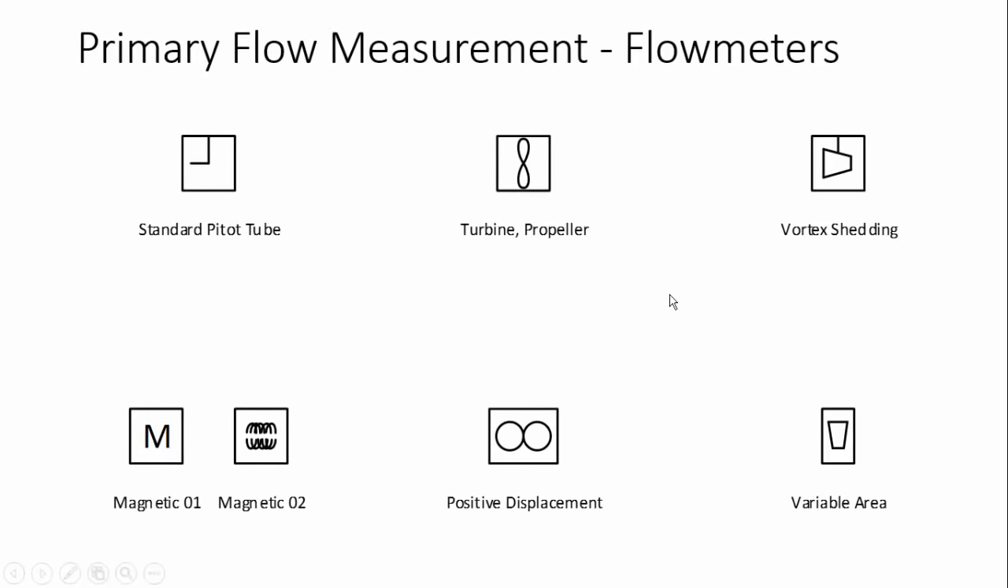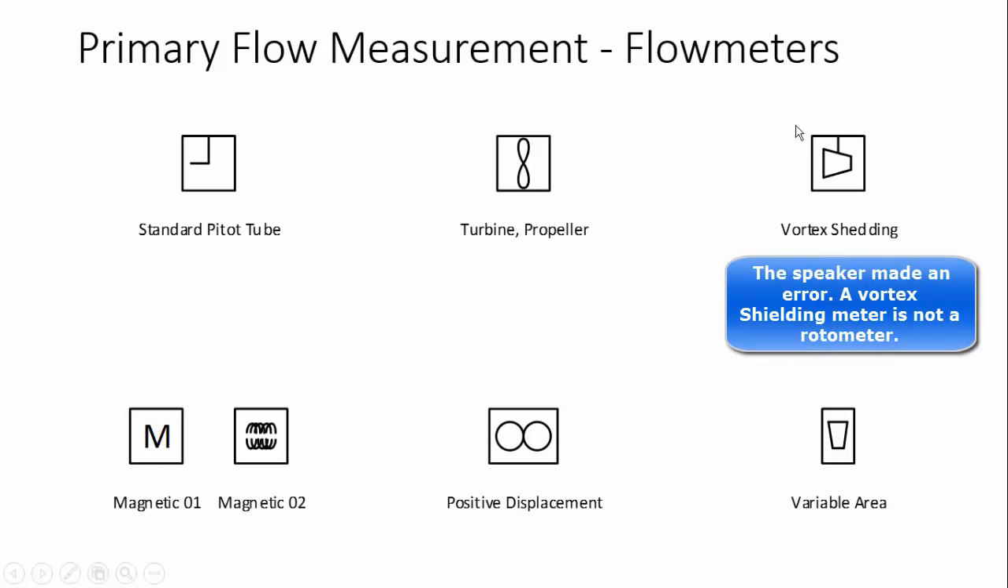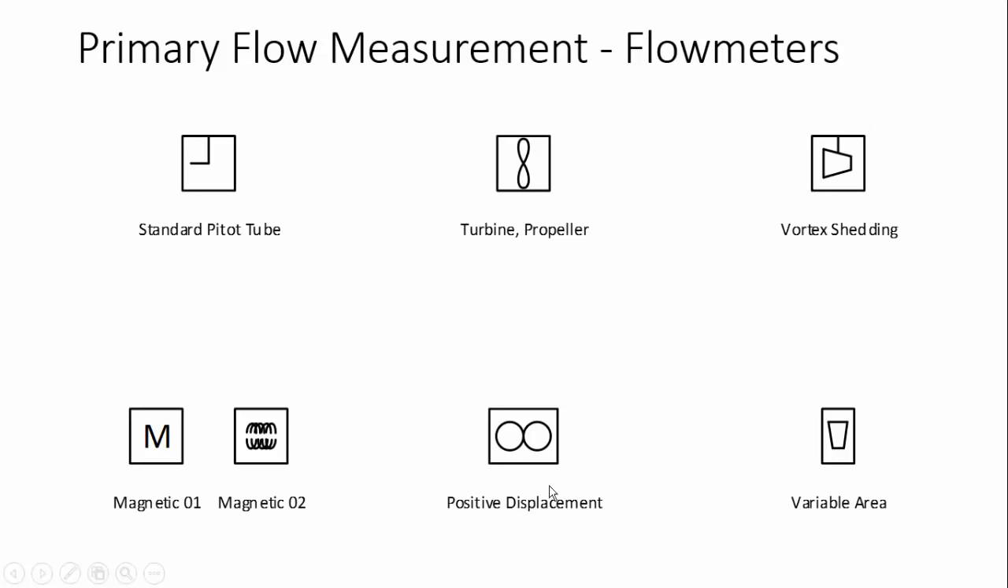There are also flow type symbols. So here's a pitot tube, and I know that we've already talked about some of the flow instruments, and we talked about some pitot tubes. Here's a turbine propeller flow meter. Here's a vortex shedding meter. That is also a rotameter. Magnetic flow meters, positive displacement, variable area, which is also a rotameter type instrument.